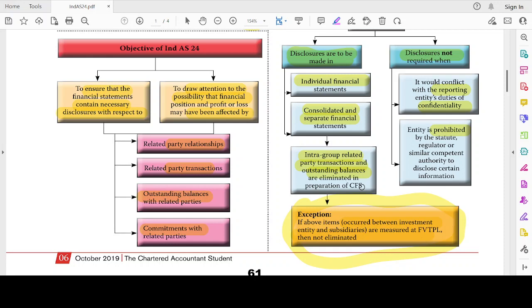Disclosure is not required when it would breach confidentiality principles, or when disclosure is prohibited by the statute, regulator or similar competent authority. For example, some insider information should not be disclosed, or something very confidential, like the product mix, may not be disclosed. Exception: if the above items occurred between an investment entity and a subsidiary measured at FVTPL, then they are not eliminated, because it is fair value.